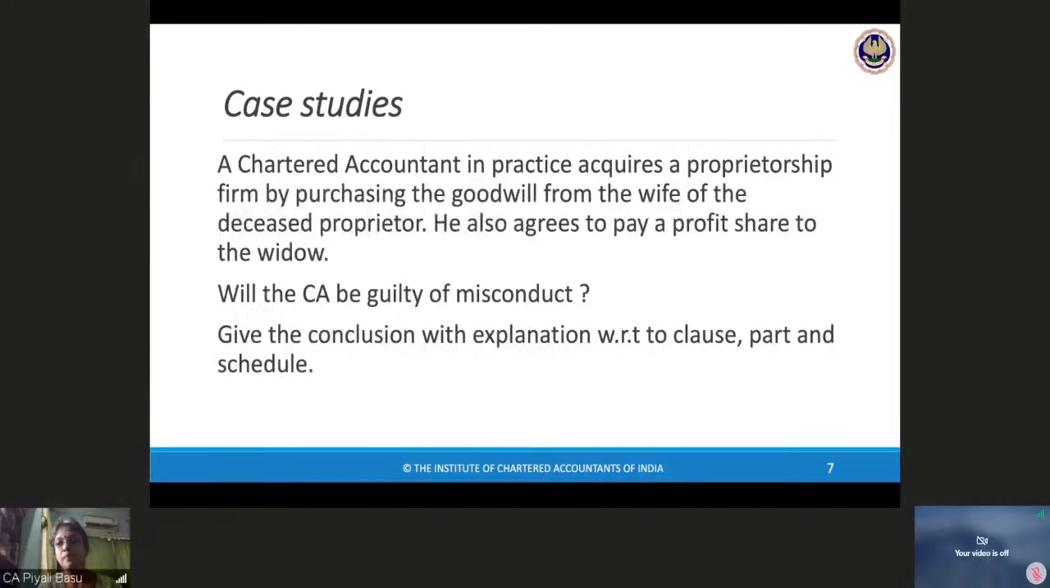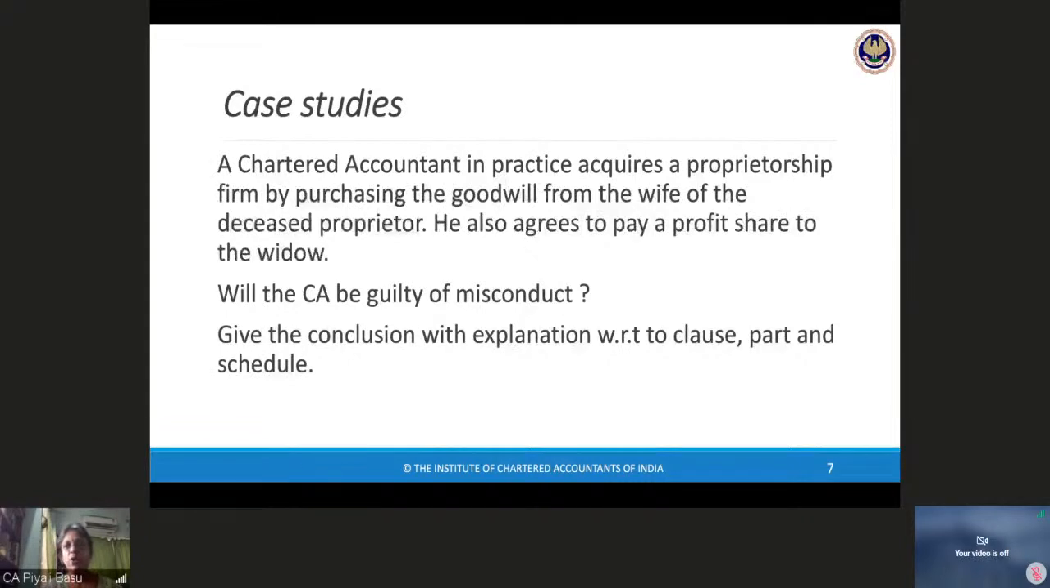Ma'am, we cannot share profit, but just interlink it with they can sell their goodwill. Yes, they can sell their goodwill. That's what we are saying. Purchasing the goodwill from the wife of the deceased, he also agrees to pay a share. The misconduct comes from there. Here the misconduct is that he also agrees to pay a share of the profit to the widow. That he cannot do.